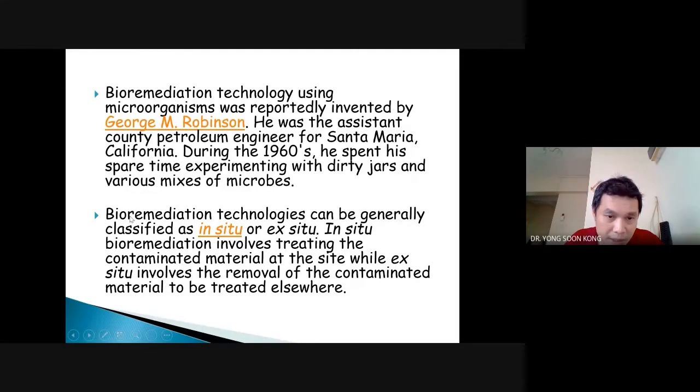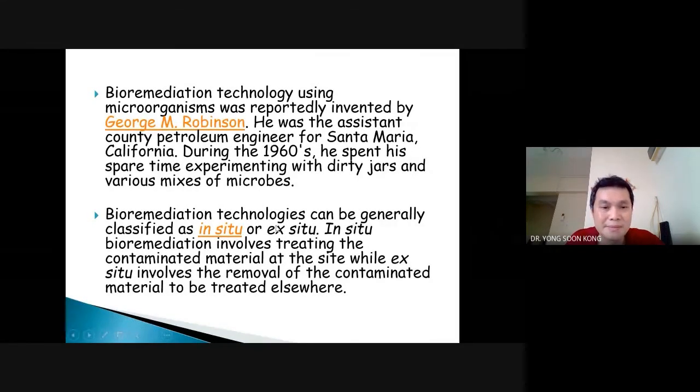Second point, bioremediation technologies can be generally classified as in situ or ex situ. You should remember these two words. I think I told you before, right? In situ and ex situ, in the last two chapters, sorry. In situ means you do bioremediation on site. If the place is contaminated, you do it right there. That's called in situ. If you bring the soil to another place and you do the remediation, it's called ex situ.